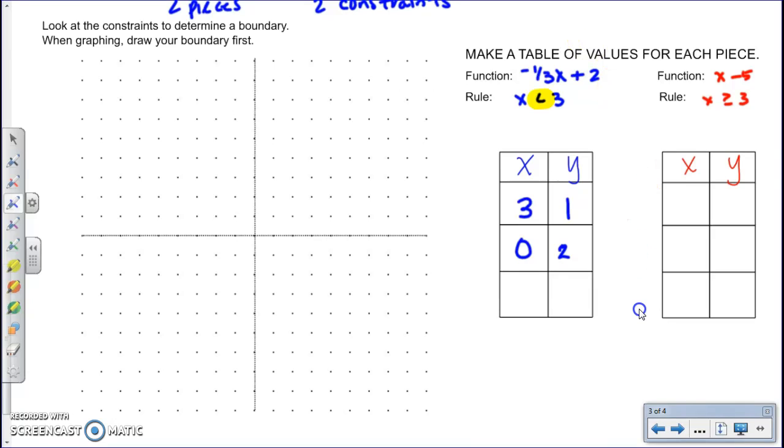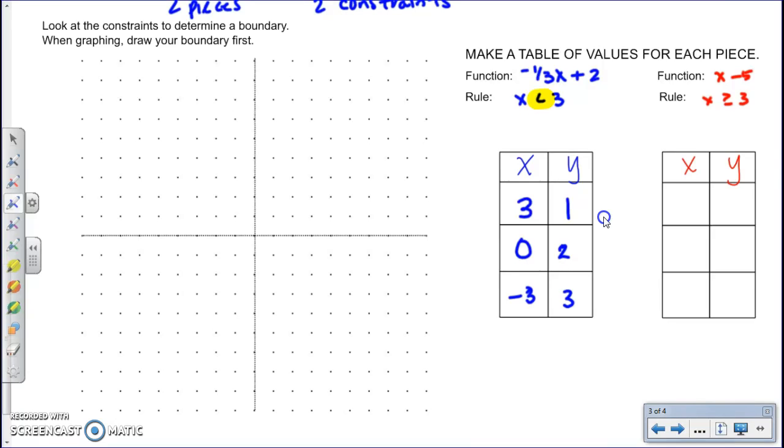Feel free to pause the video to choose your own x and solve for y. I'm going to continue. I'm going to choose a negative number, so I'm going to choose -3. If I choose x as -3 and substitute it into our piece, we will find that y equals 3.